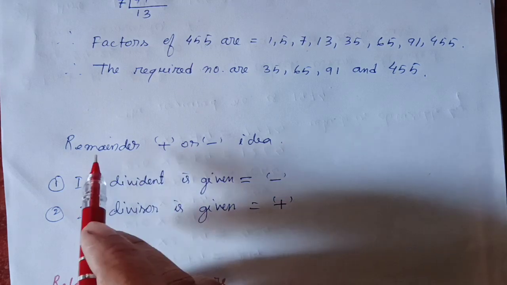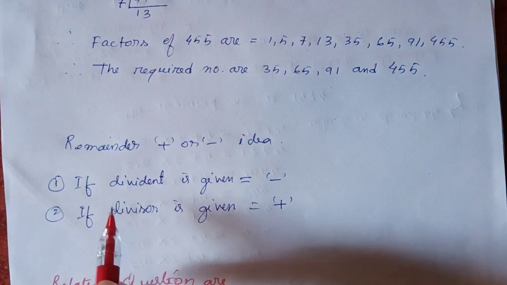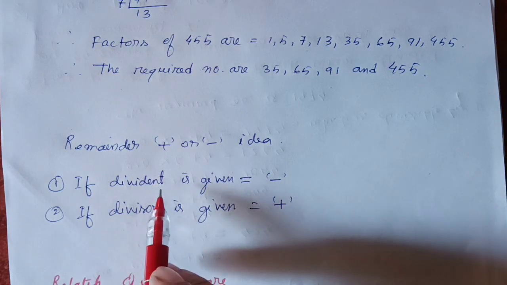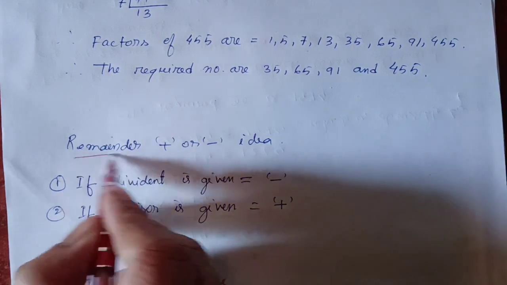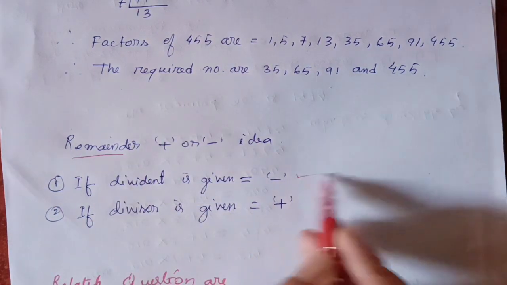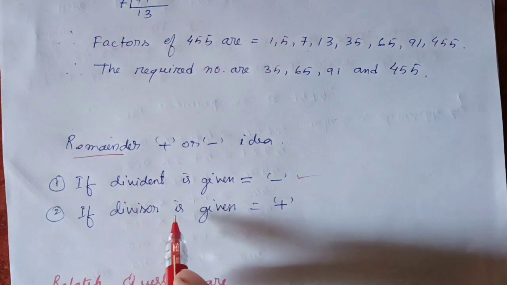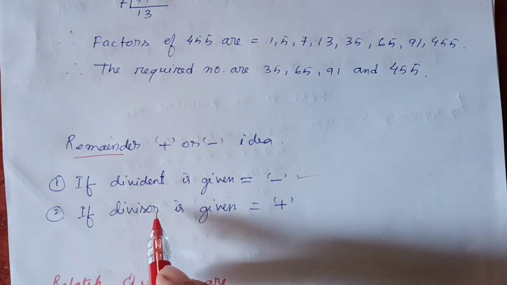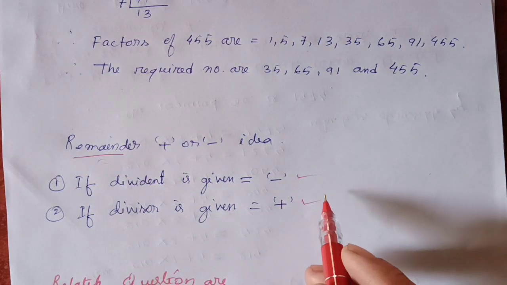So when should we do remainder plus and when remainder minus? When dividend is given in the question, this remainder we should do minus. But in the question, if divisor is given, then this remainder we should do plus.